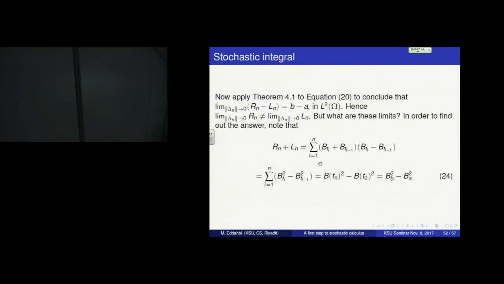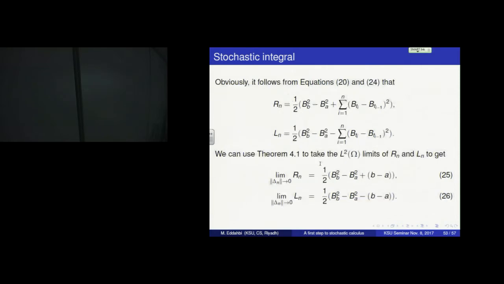So go back again to this summation and the difference. The summation gives me this one. If I develop it, I will end up with this one. Rn is this one and Ln is this one. Now if I take the limit of Rn and the limit of Ln, because I know the quadratic variation converges, these two quantities here, plus here, minus here. Then we will end up with this.